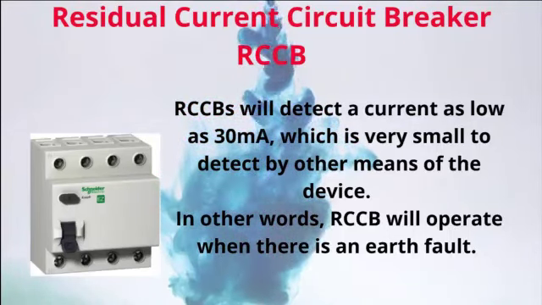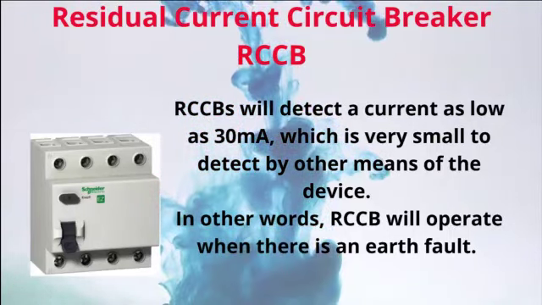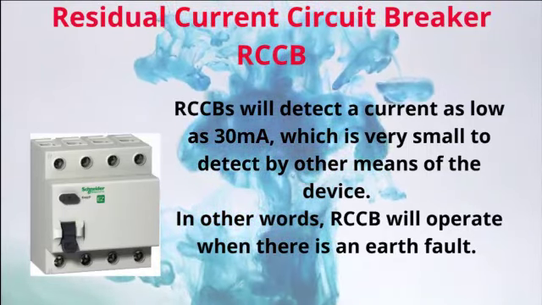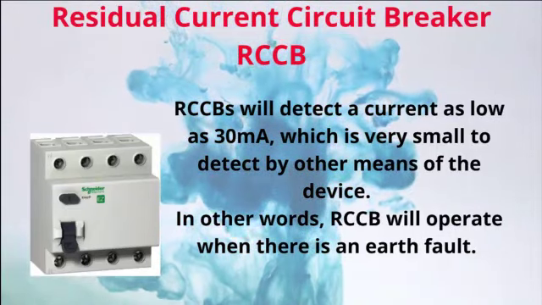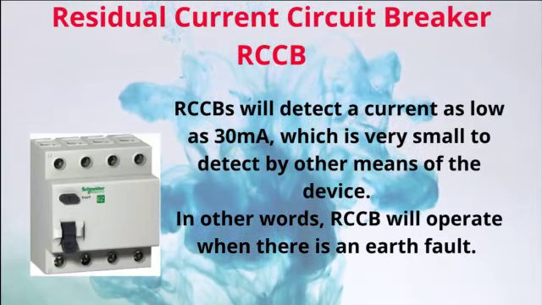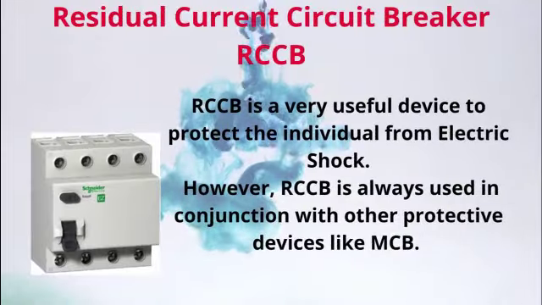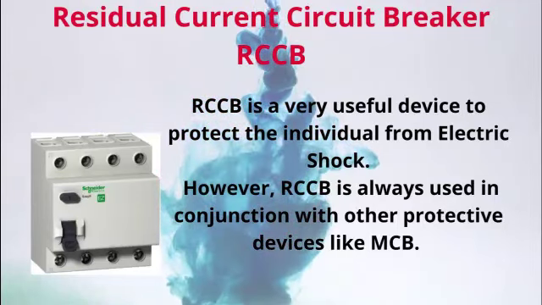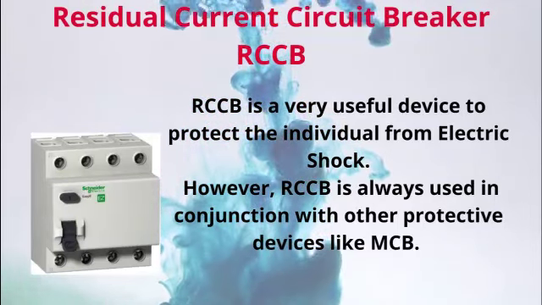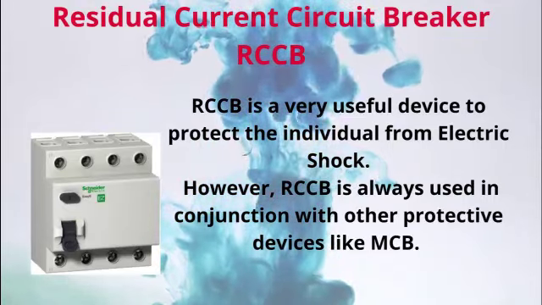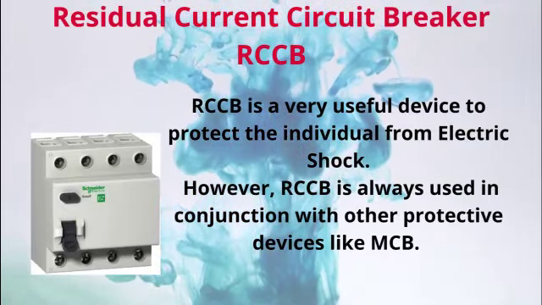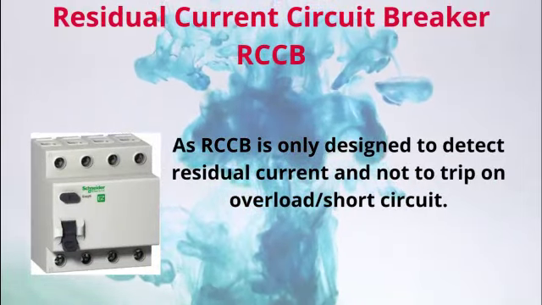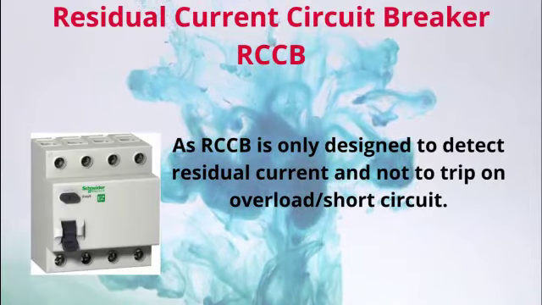RCCBs will detect a current as low as 30 mA, which is very small to detect by other means of the device. In other words, RCCB will operate when there is an earth fault. RCCB is a very useful device to protect the individual from electric shock. However, RCCB is always used in conjunction with other protective devices like MCB, as RCCB is only designed to detect residual current and not to trip on overload or short circuit.